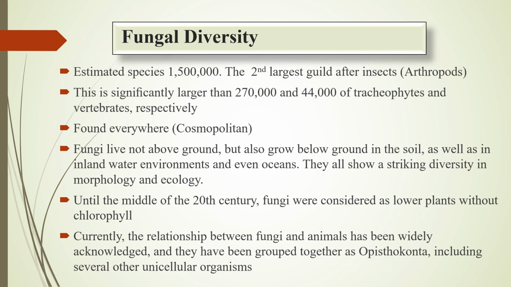Until the middle of the 20th century, fungi were considered lower plants without chlorophyll. Currently, the relationship between fungi and animals has been widely acknowledged, meaning they resemble animals rather than plants. And a group has been created, known as Opisthokonta, which includes several other unicellular organisms.